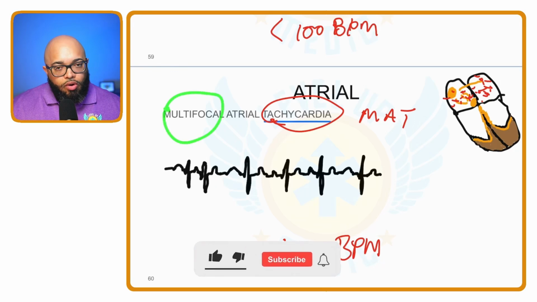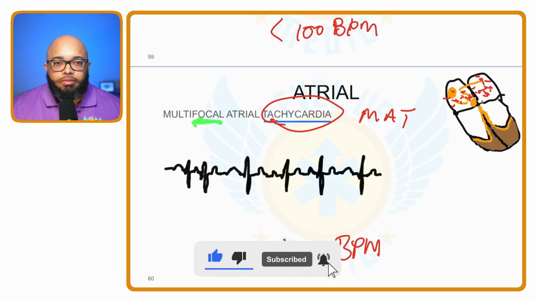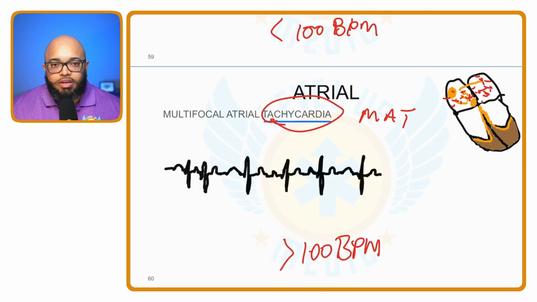But the multifocal, okay, a foci is a shape, or a focus. Foci is plural, but if you have a focus, that's a shape. So multifocal is many shapes. And what we notice there again is the P waves have many shapes, okay?